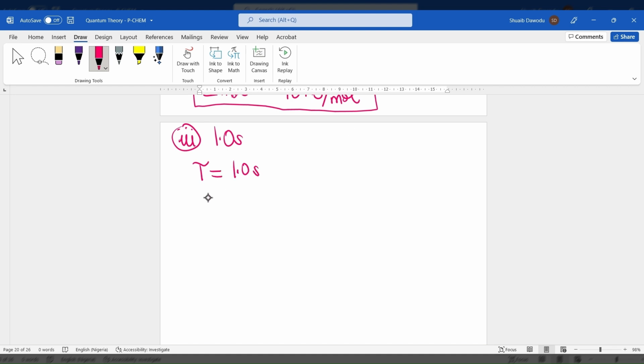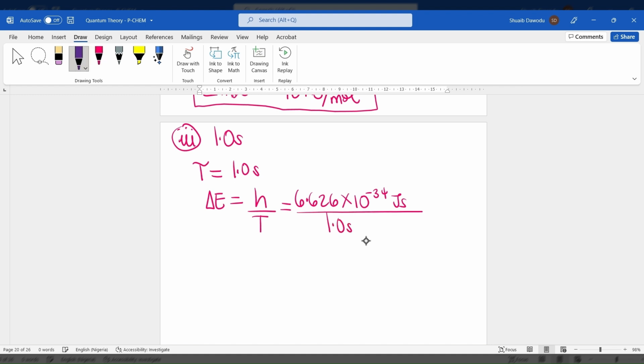We are going to use the formula for the quantum, which is just h divided by t. And then you have 6.626 times 10 raised to the power of negative 34 joule seconds divided by 1.0 seconds. So divide both sides here. So the energy of quantum would just be 6.626 times 10 raised to the power of negative 34 joules. So that's basically the answer to this one. So yeah, that is it.